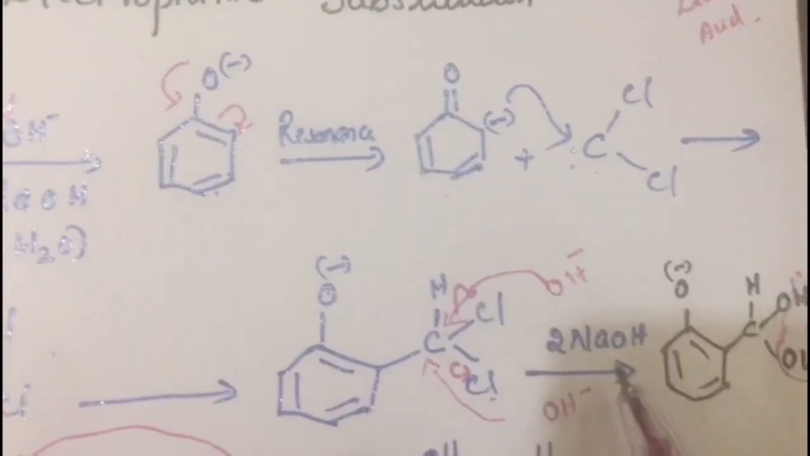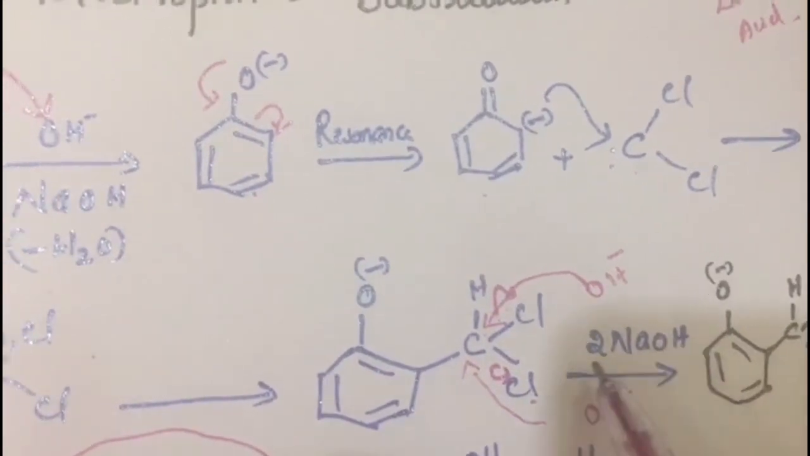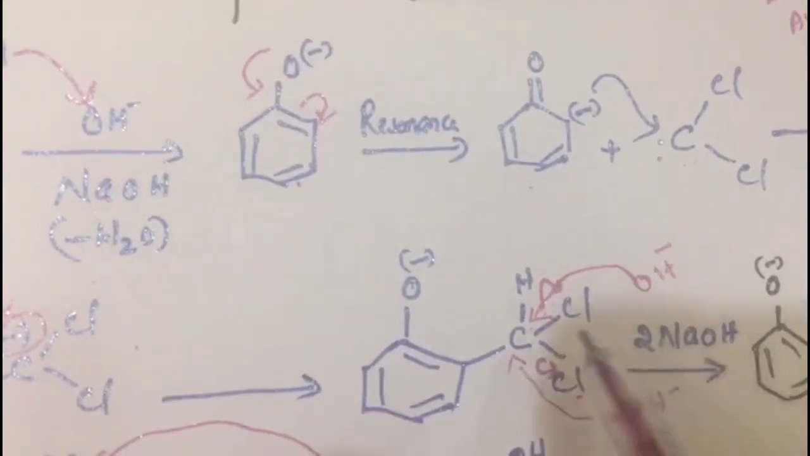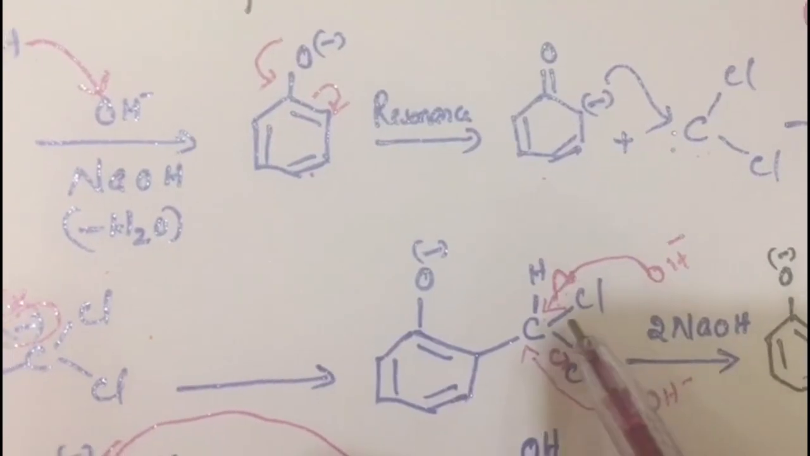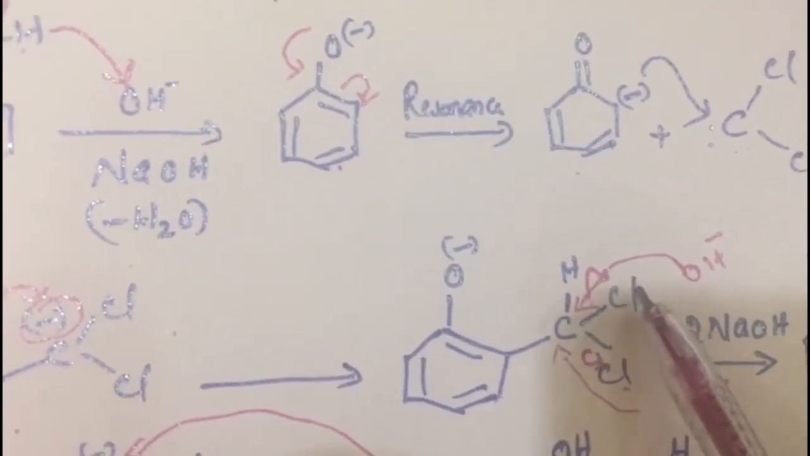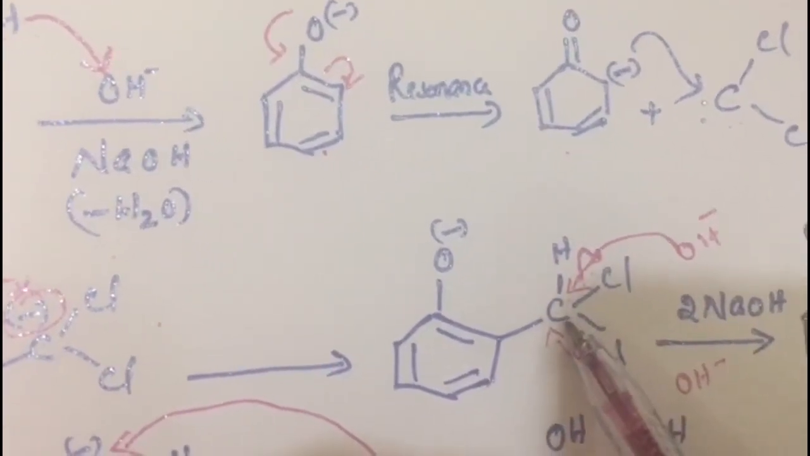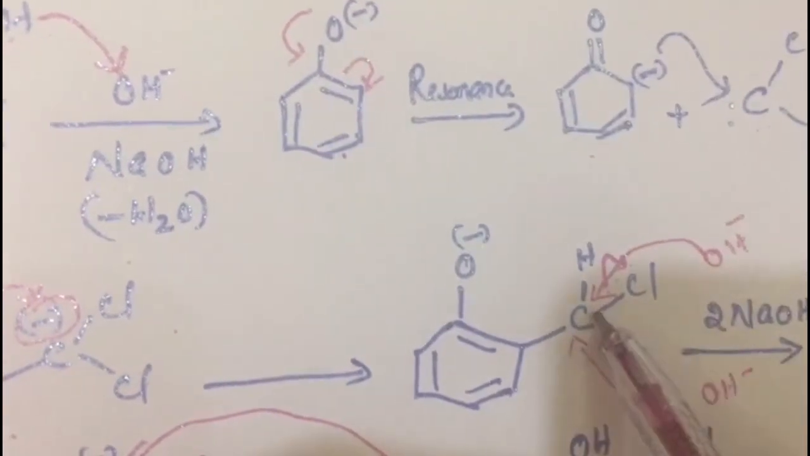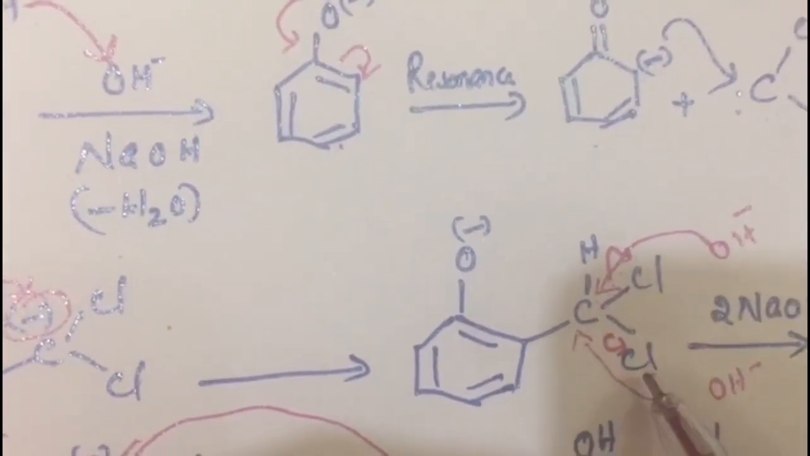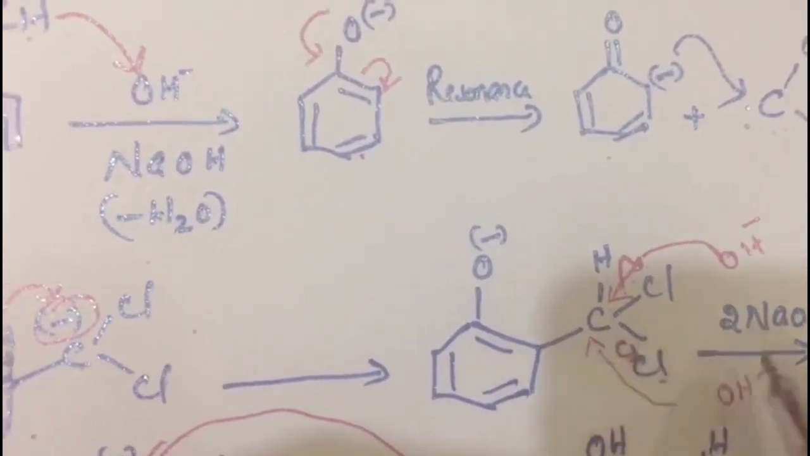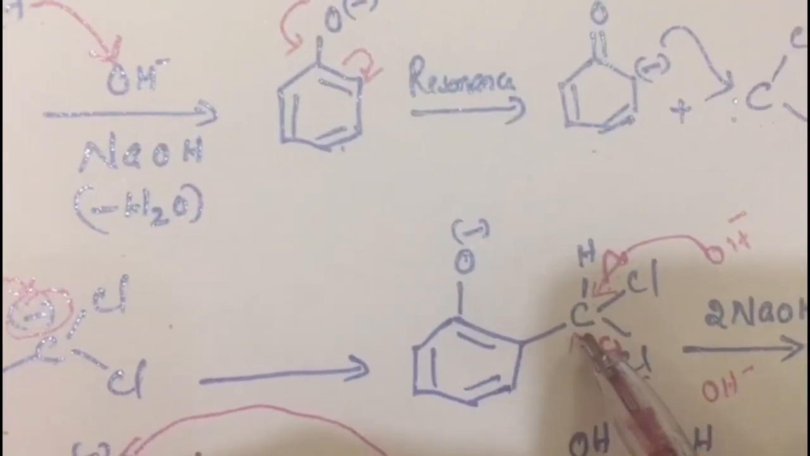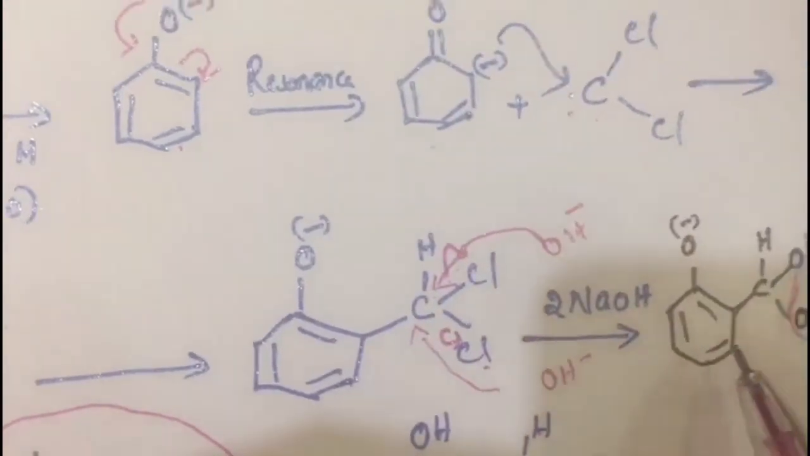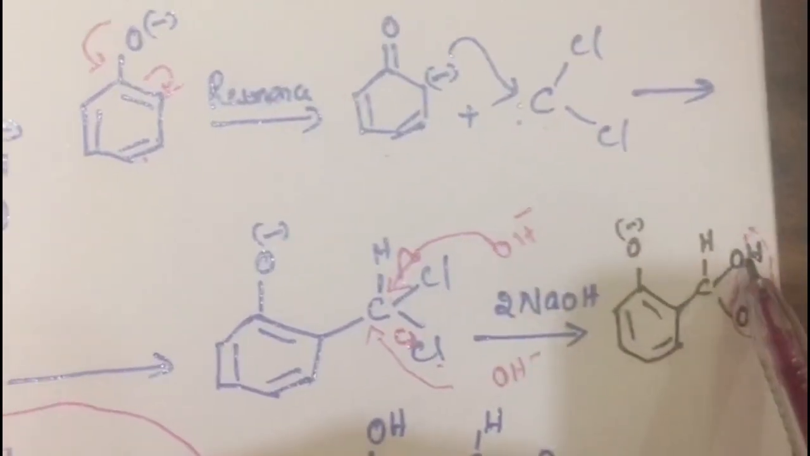The next step is nucleophilic substitution with sodium hydroxide. Here we are using 2 moles of sodium hydroxide and the 2 chlorine atoms are leaving groups. When one Cl minus is removed from here, this carbon atom acquires a positive charge. So the OH minus will be absorbed by this carbon, and another Cl minus leaves from this carbon and another OH minus is attached to this carbon. Hence the product will be O minus, CH(OH)2.